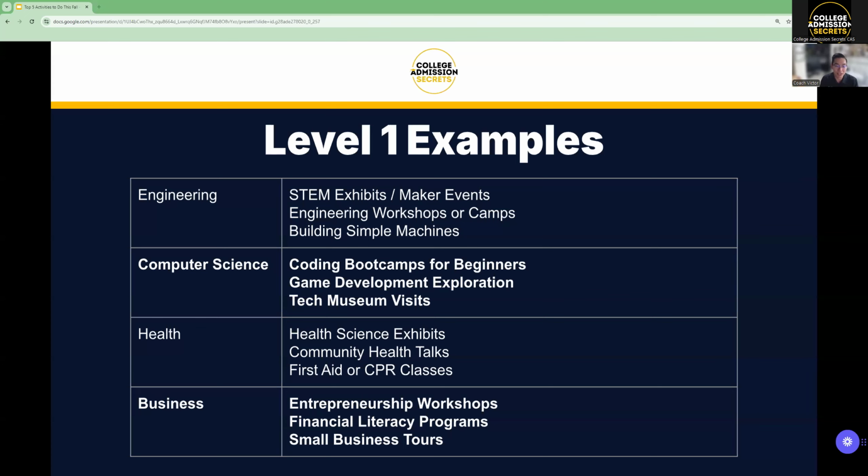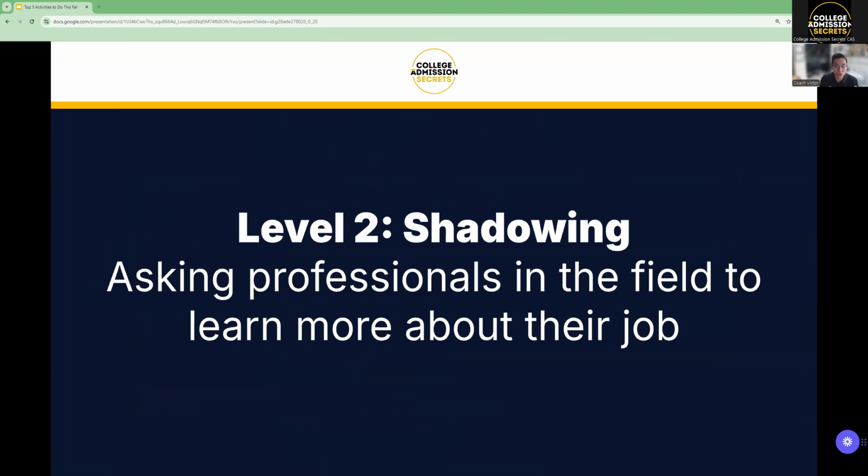So again, the whole point of this isn't necessarily so that they can write it down on their resume or write it down as an activity. What's more important is that this will help them understand what kind of internship or project they want to do next. So let's go on to level 2, shadowing: asking professionals in the field to learn more about their job.